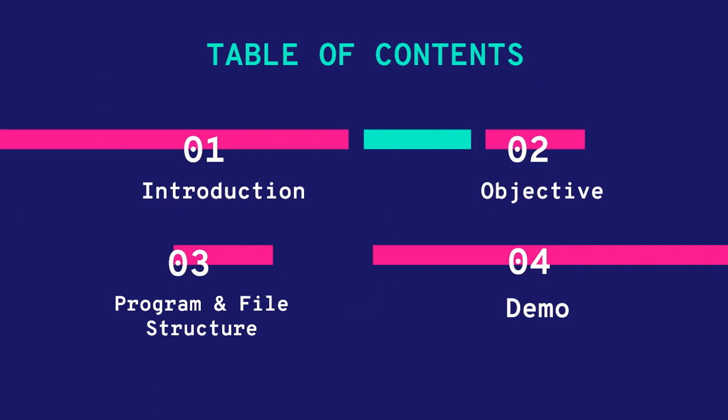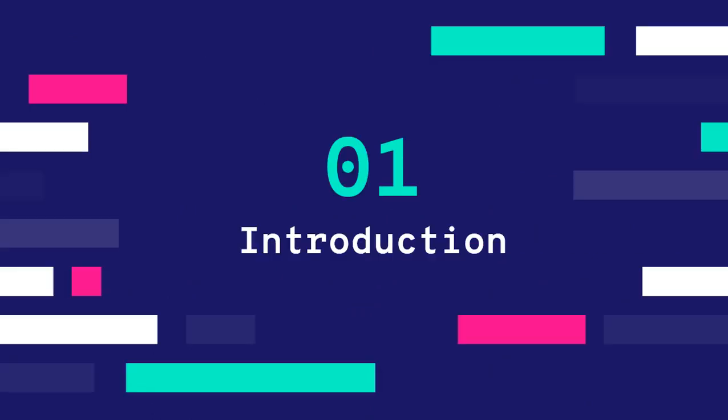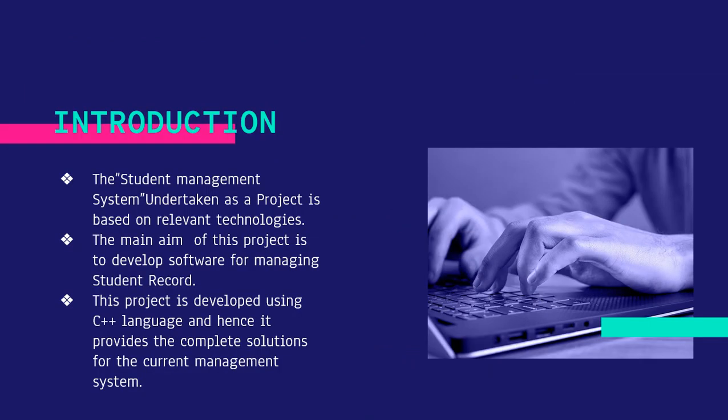For the table of contents, firstly is the introduction, second is the objective, third is the program or file structure, and the last is the demo. Let's go. The first one is the introduction.